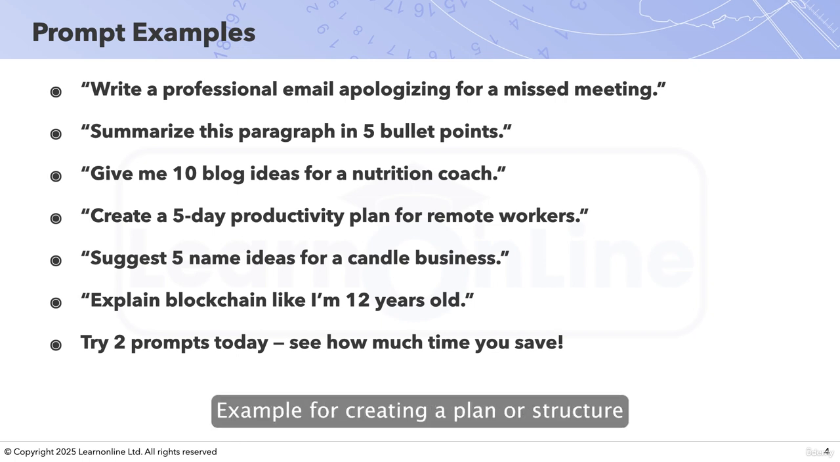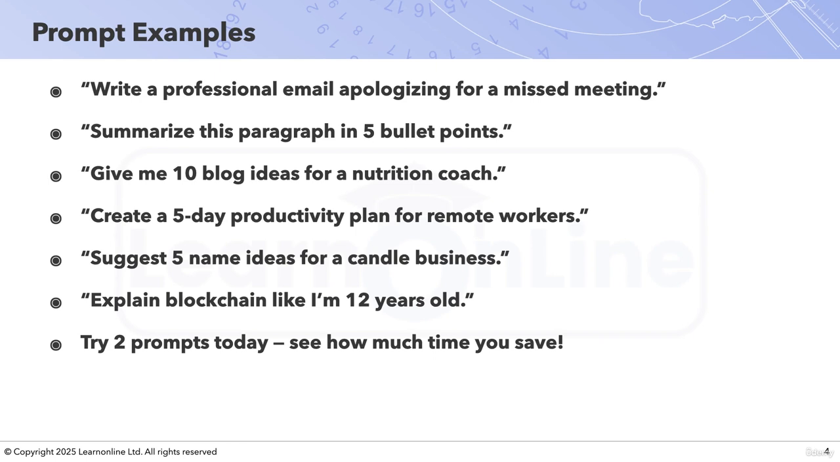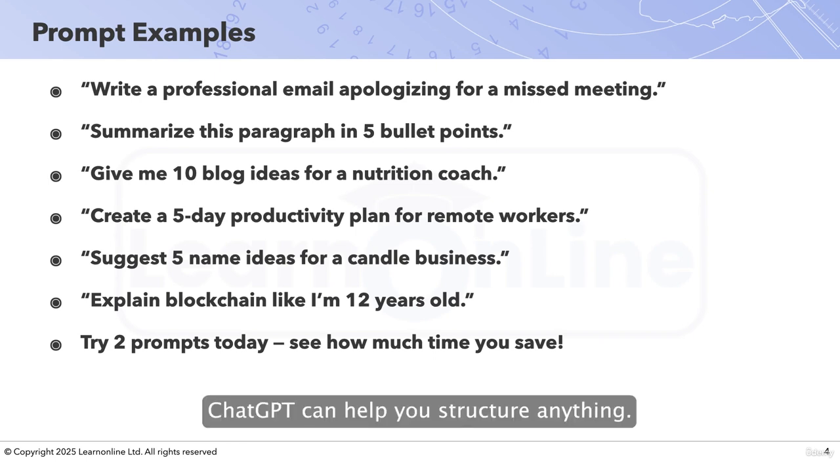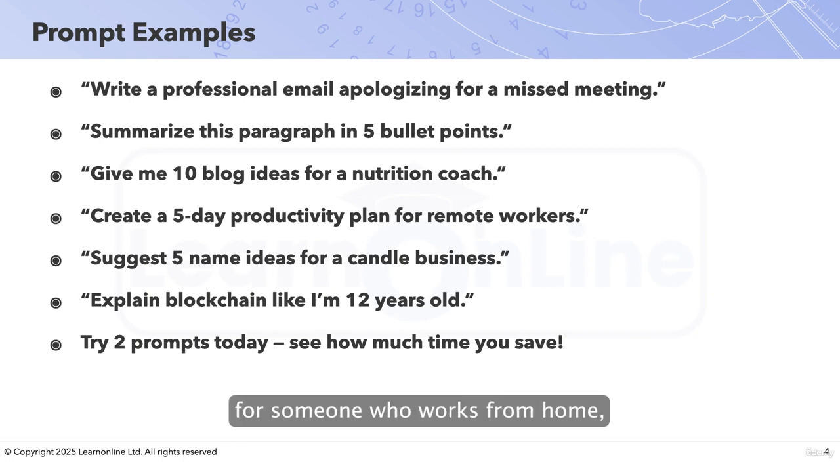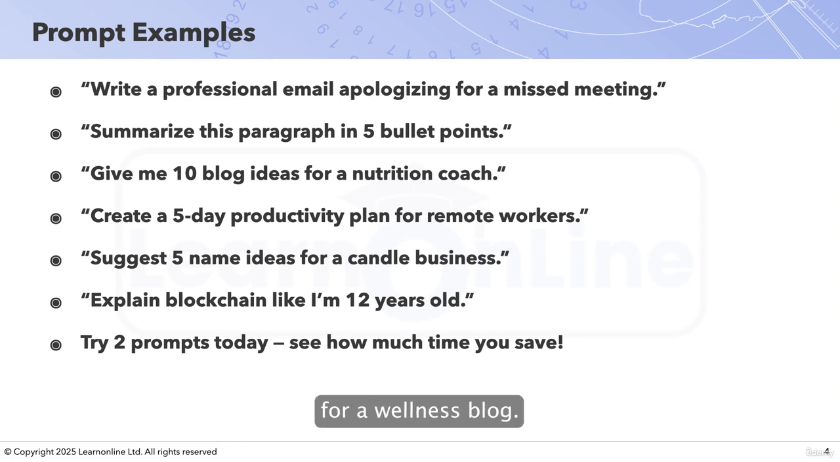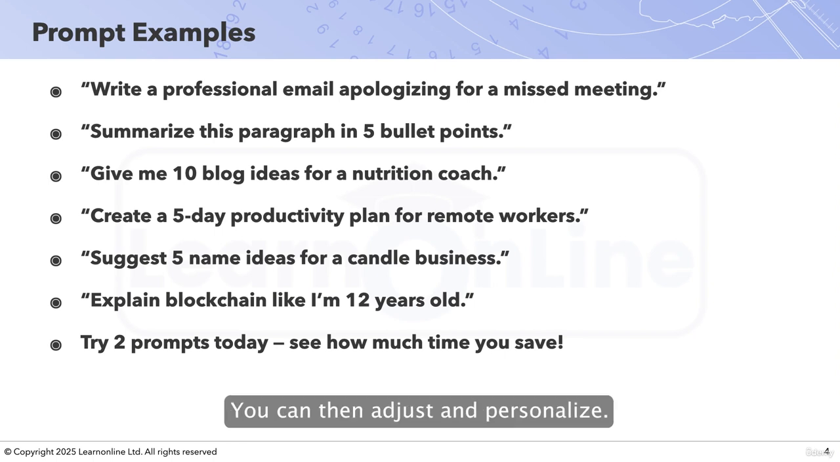Example 4. Creating a plan or structure. ChatGPT can help you structure anything: a project, a lesson, a launch plan, or a training. Try, act like a business coach. Create a 5-day productivity plan for someone who works from home. Or, outline a 4-week content strategy for a wellness blog. You'll get clear steps broken down, often in bullet points or timelines. You can then adjust and personalize.